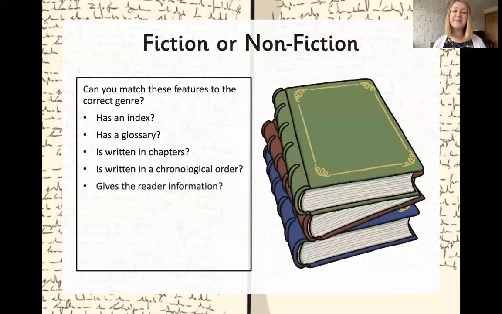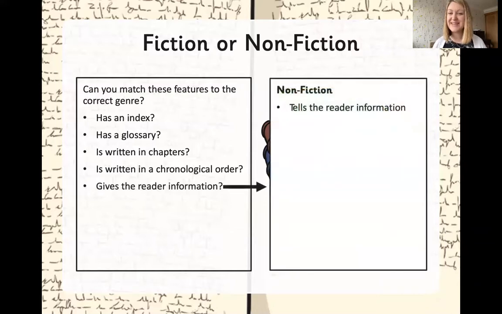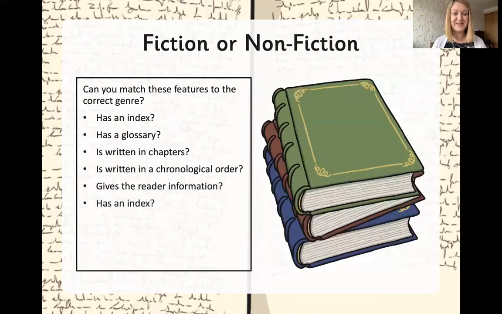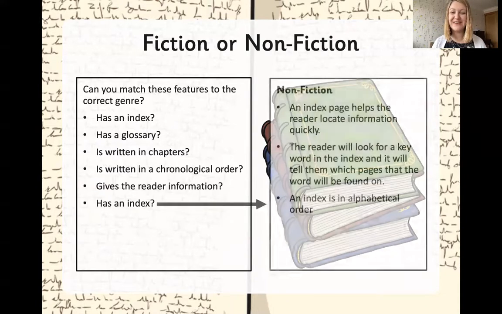Okay, what about this one? Gives the reader information. Well done. It is non-fiction as well. It tells the reader information, doesn't it? Has an index. Well done, guys. You've got it right again.